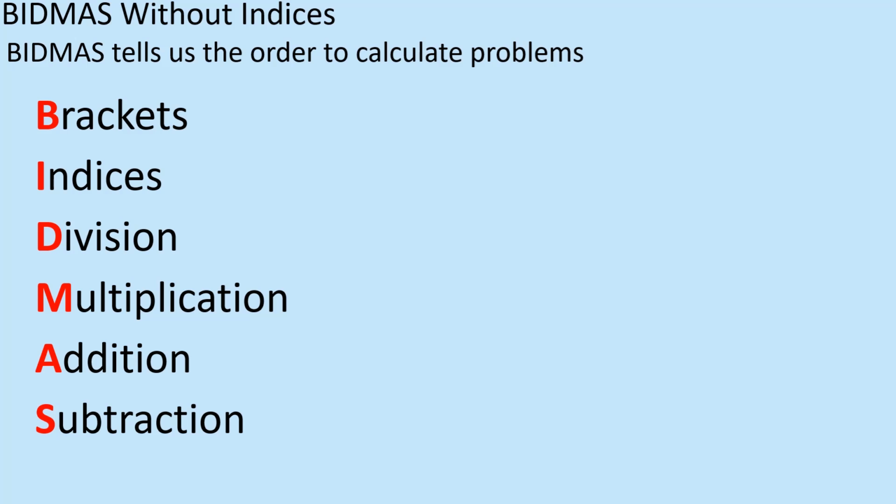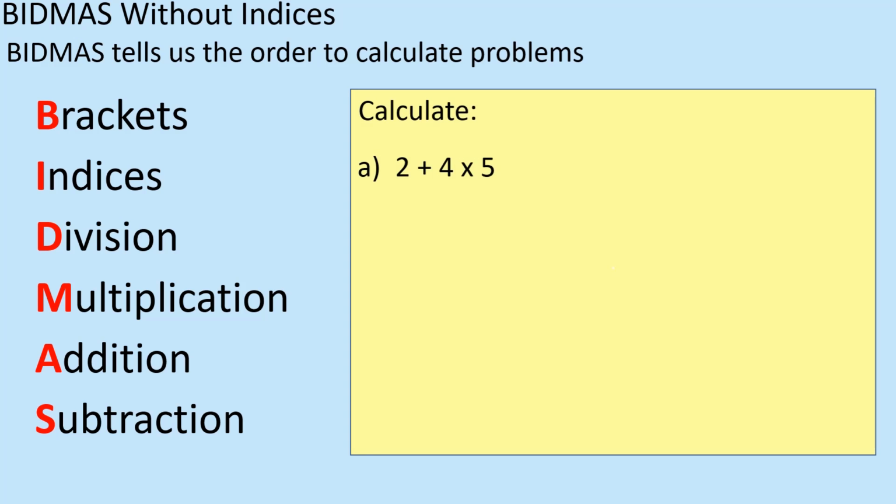If you don't stick to that, then you are setting yourself up for making a mistake and getting it wrong. So, calculate 2 plus 4 times 5. Keeping that order in mind, you'll notice that multiply comes before add, so you are going to do 4 times 5 first. It's going to give you 2 plus 20, and then you add those two together, which gives you 22. You can see a potential mistake: if I did 2 plus 4 and then times by 5, you would end up with 30, which is an incorrect answer.